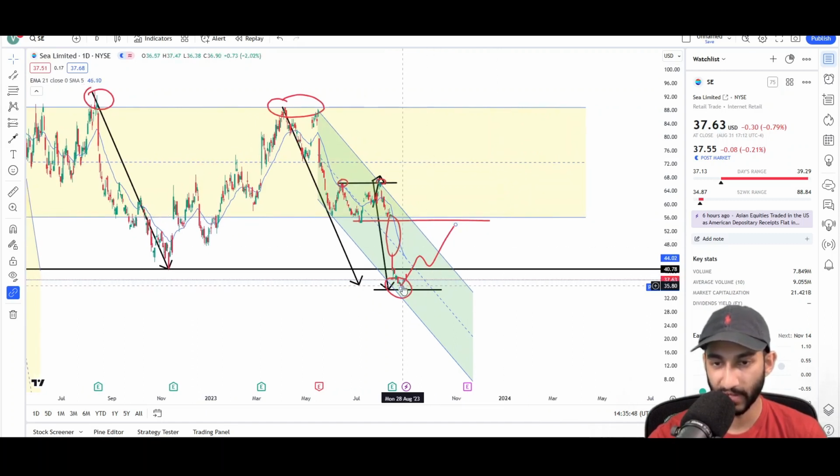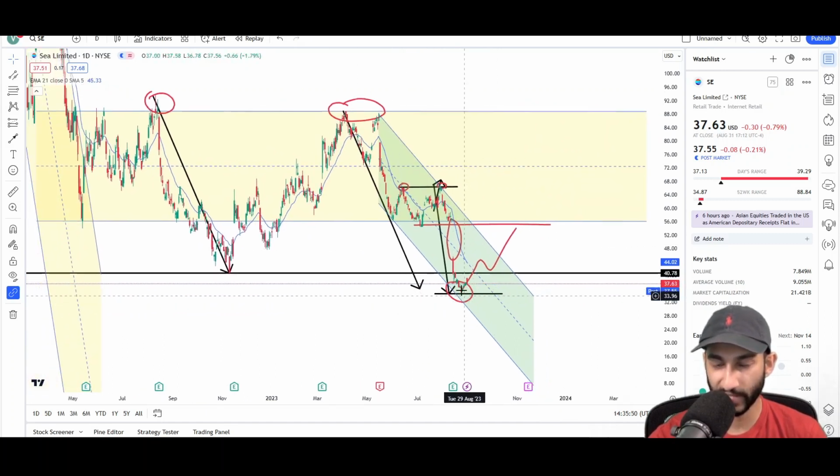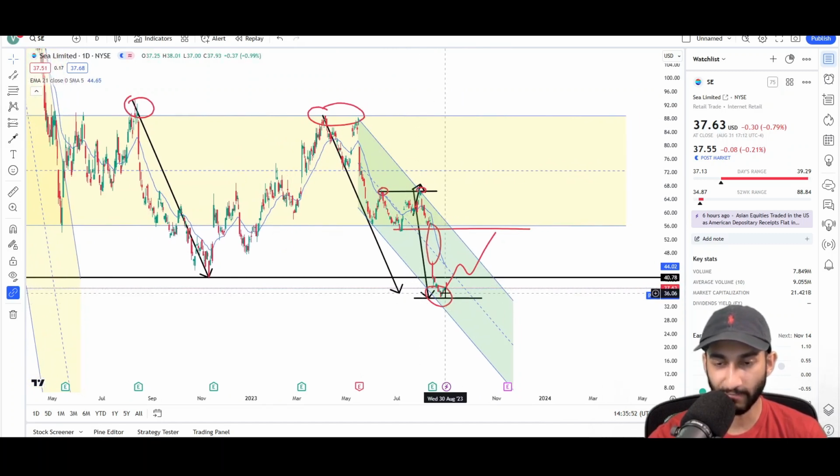So right now, it's looking like it potentially has bottomed, but we're not really seeing the follow through from the buyers. If we're not seeing follow through from the buyers, then there's a good chance that price might be too weak, and it could just continue to trade down lower and lower. So that's all I see for C Limited.